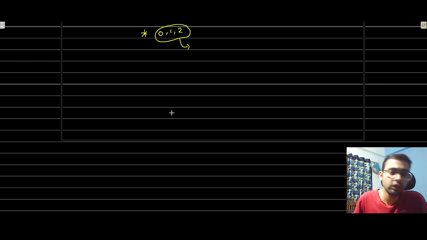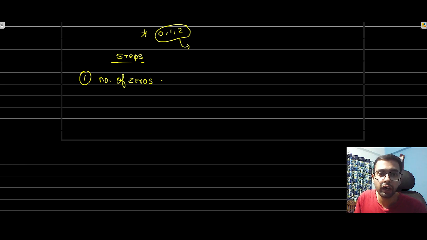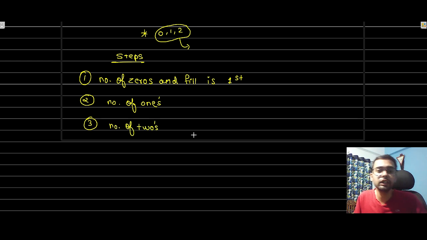Let's say I know the count: how many zeros, how many ones and how many twos are there in the array. If I know the count, we can refill the array again. The steps would be: first of all we take the number of zeros and fill it first. Then we move on to the number of ones that exist in the array. Third, we similarly fill the number of twos. We basically need the count, so we can clearly say that we will implement a counting sort.